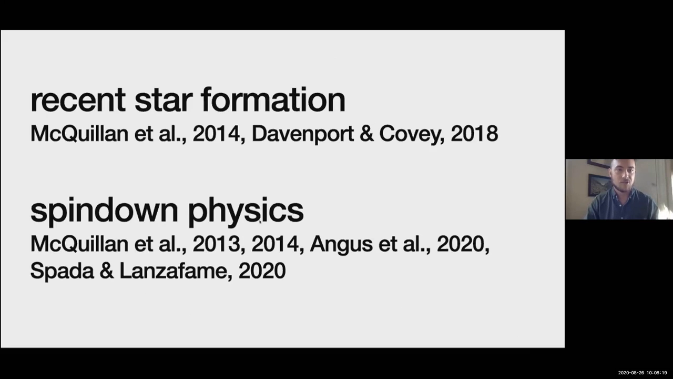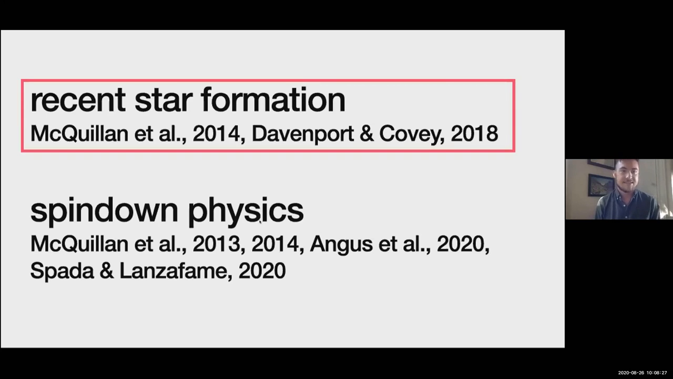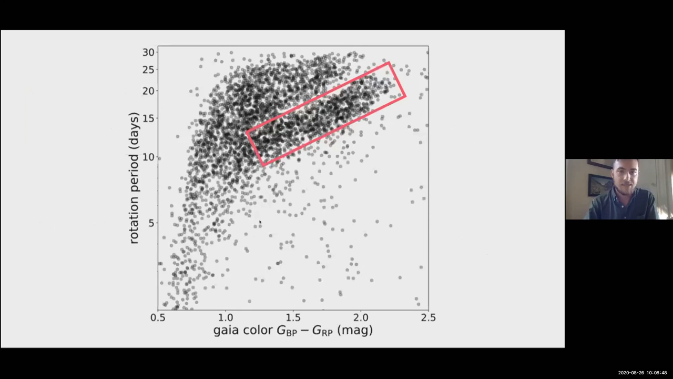hypotheses as to the origin of this gap in terms of our observations for K2. And the first of those that I want to discuss is the idea that this rotation period gap is a result of, that what we're seeing here is actually the star formation history of the nearby Milky Way, or at least in the directions that we're looking. And this is an idea that was forwarded by McQuillan et al. in their 2014 paper, and then was discussed more by Davenport and Covey in their 2018 paper.